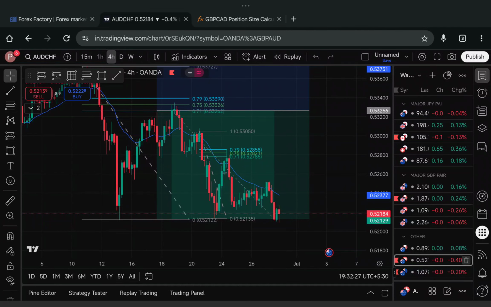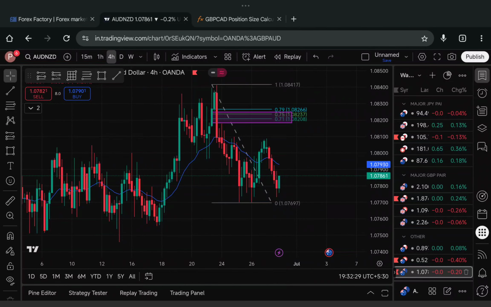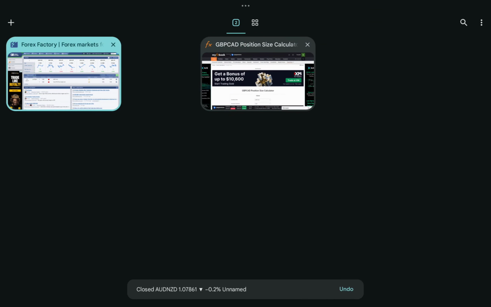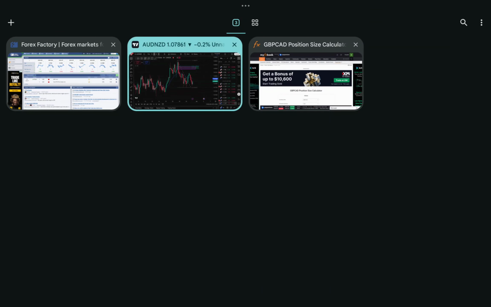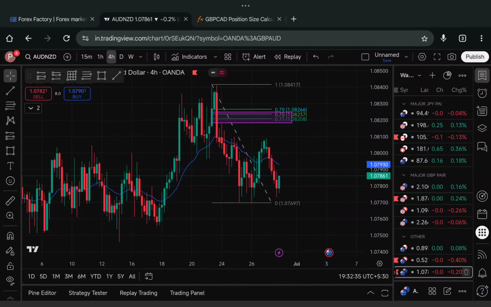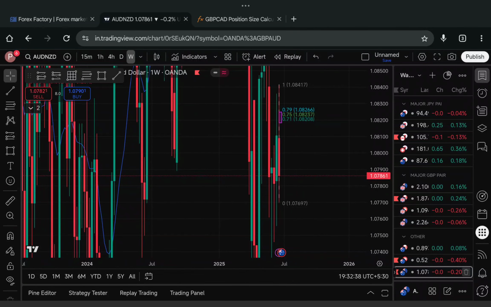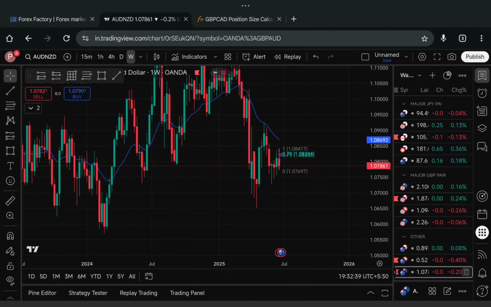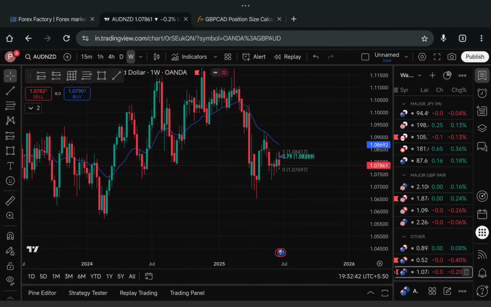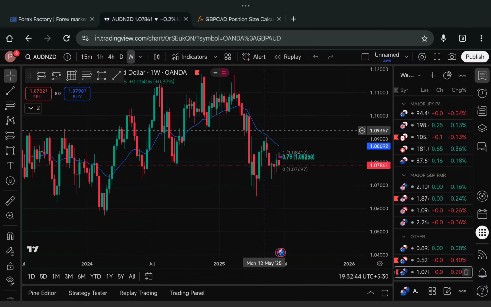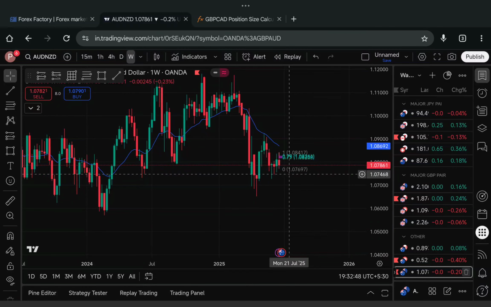Now moving on to AUD NZD at weekly. Moving on to AUD NZD at weekly time frame, I can see that price has a very nice downtrend, and it did a retracement to a POI zone, and after that it is also going down.